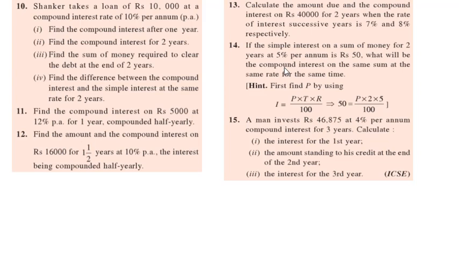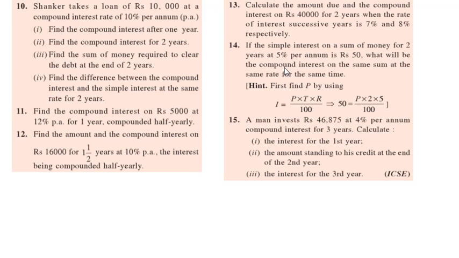Yes. 15th problem, a man invested 46,875 at 4% per annum compound interest for 3 years. Calculate the interest for the first year, the amount standing to his credit at the end of second year, and the interest for the third year. Okay, so interest for the first year you can calculate, the amount standing to his credit at the end of second year, yes, you add interest and you find, and the interest for the third year.